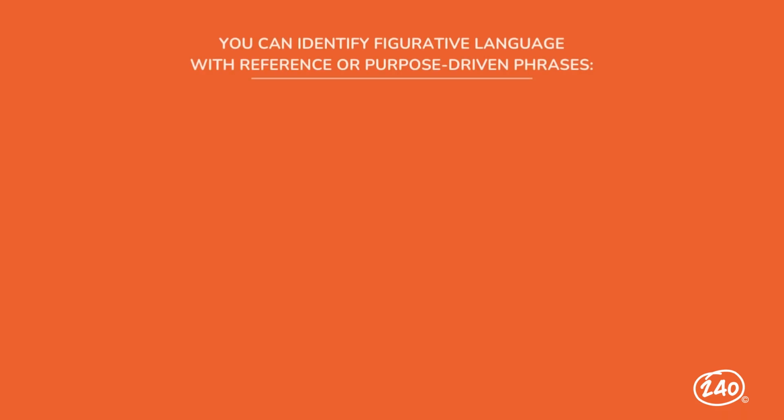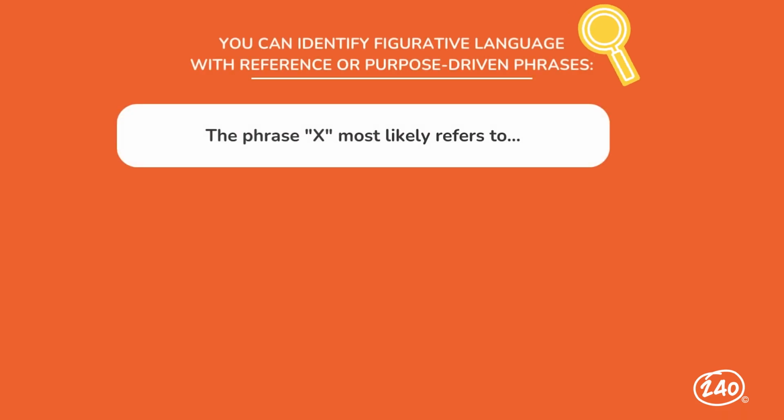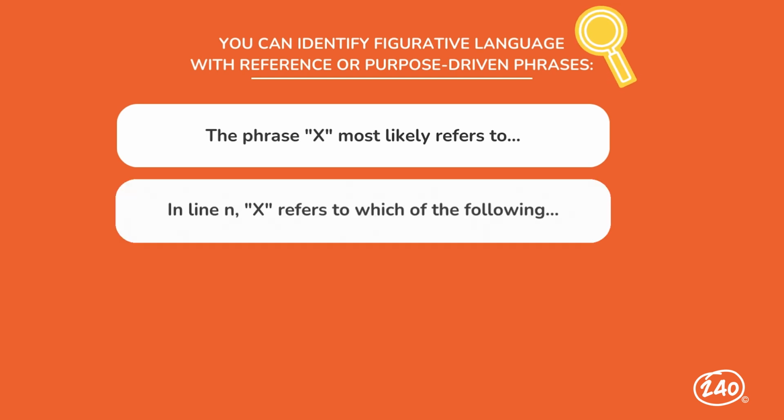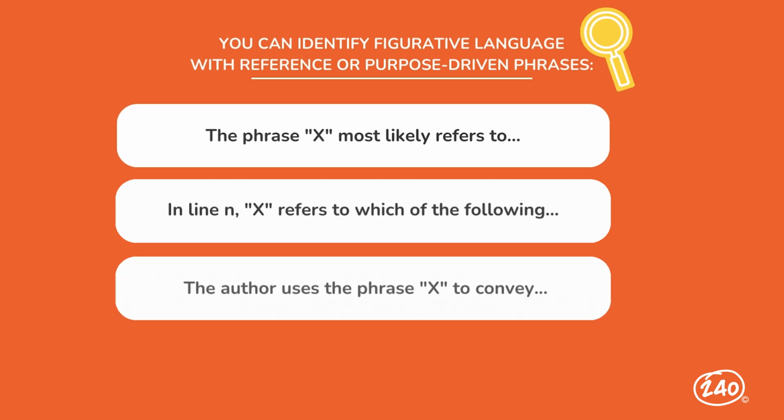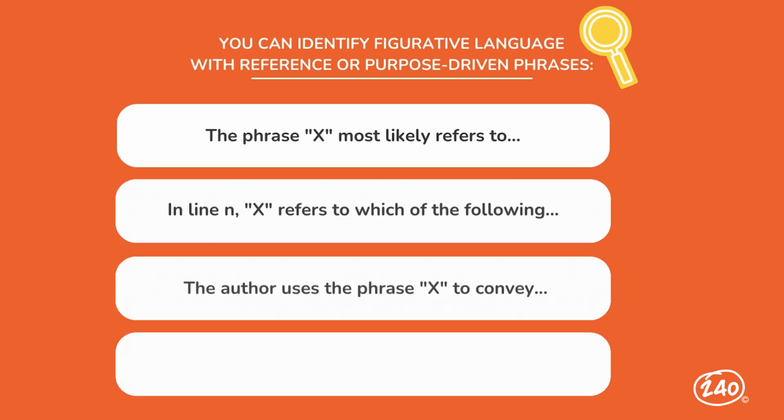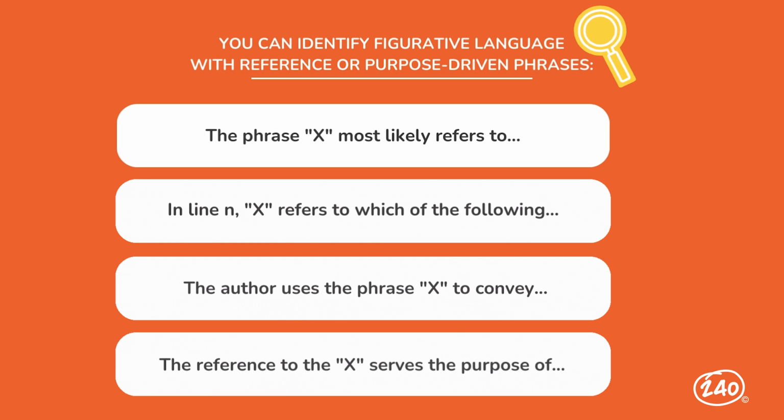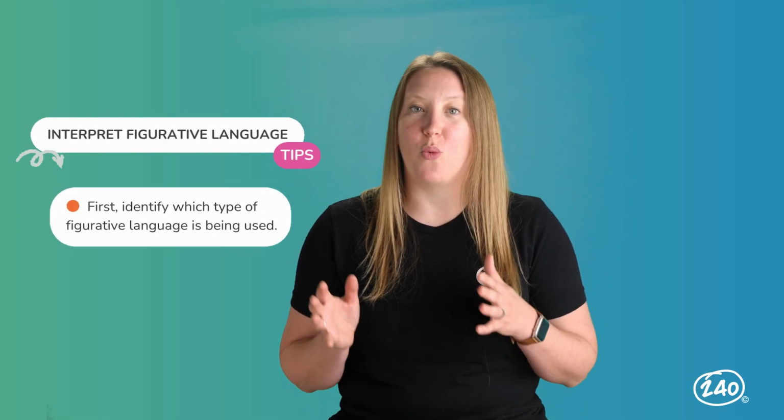You can identify figurative language with reference or purpose-driven phrases, such as the phrase X most likely refers to. In line N, X refers to which of the following. The author uses the phrase X to convey, or the reference to X serves the purpose of. To interpret figurative language, first identify which type of figurative language is being used.